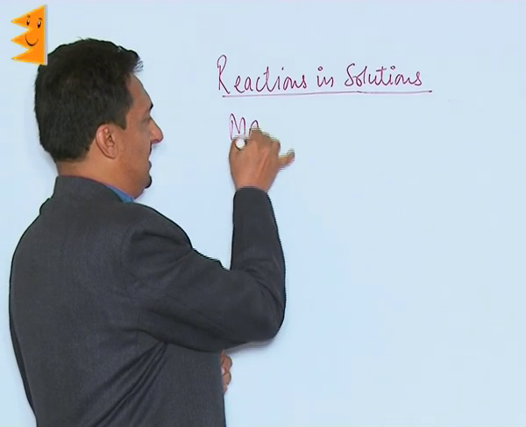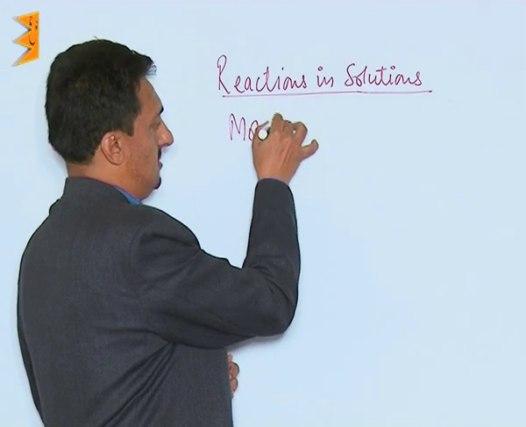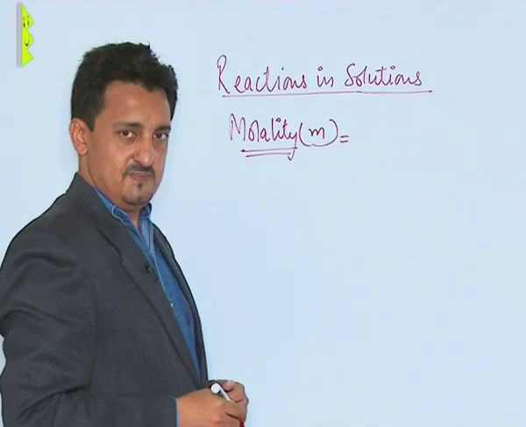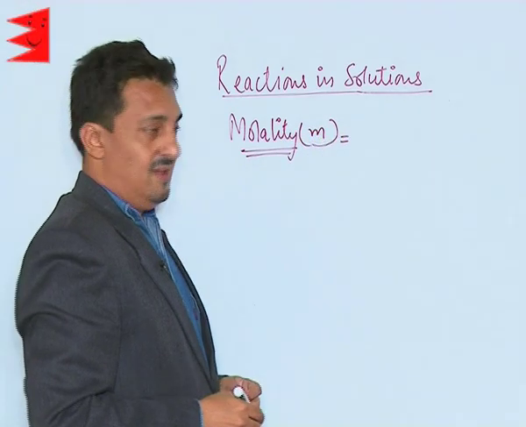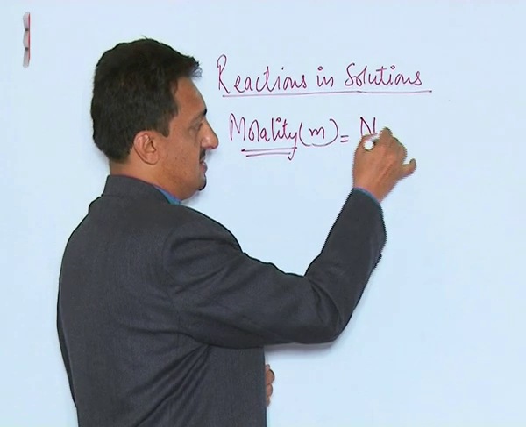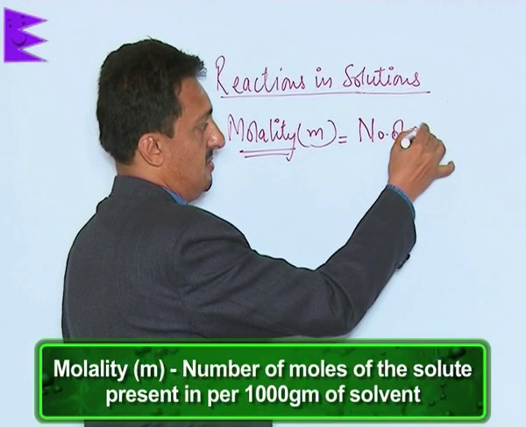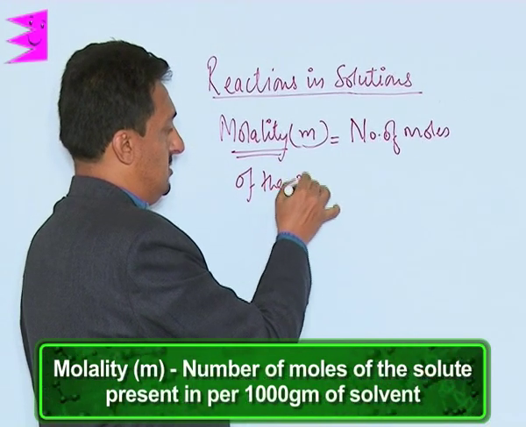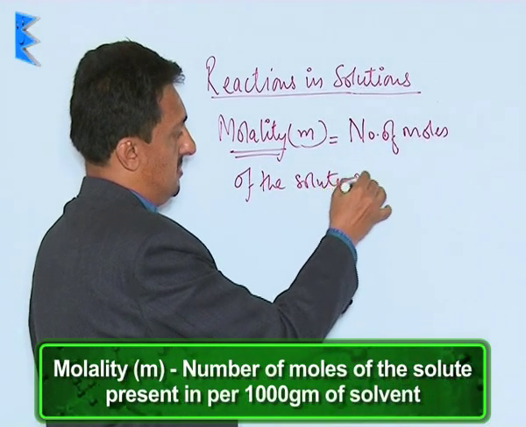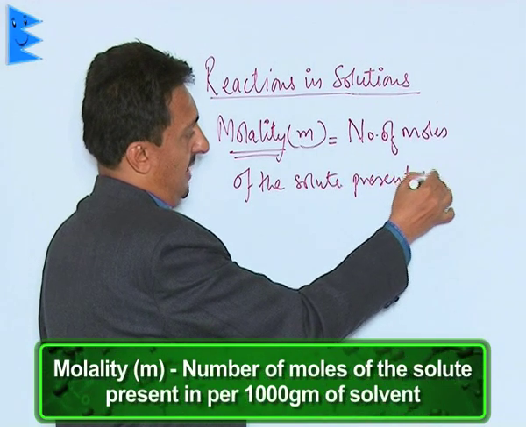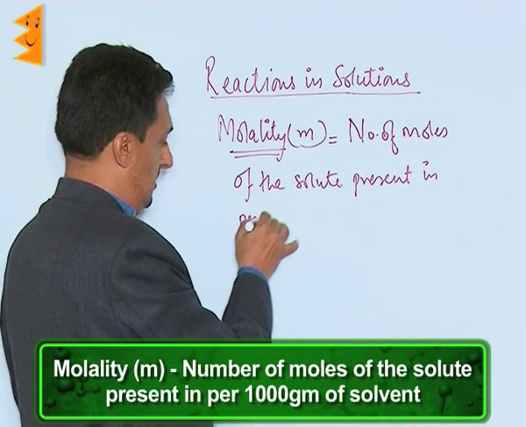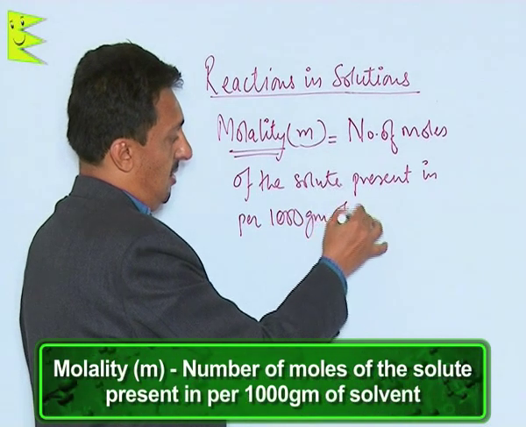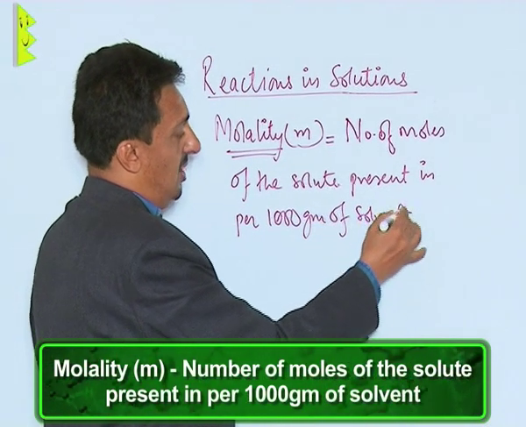The second term is molality. The symbol is small m. Now this is defined as the number of moles of the solute present in, or per, 1000 grams of solvent.